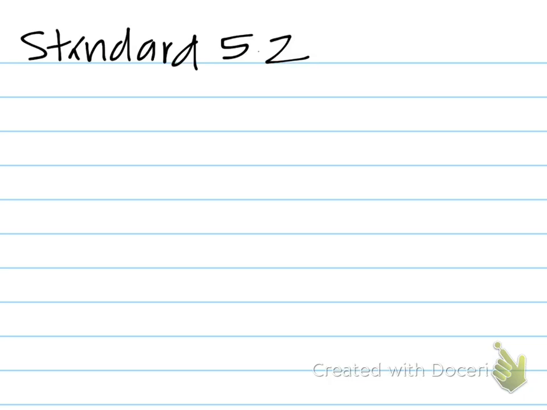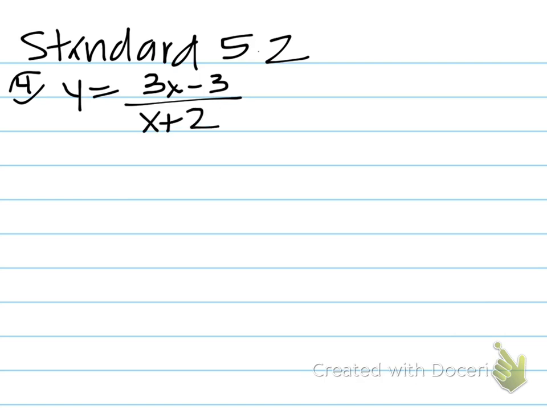All right, standard 5.2 is horizontal asymptotes. So the first one is number 4. I have y equals 3x minus 3 over x plus 2. So my degree on the top is 1. My degree on the bottom is 1. So that means I have the same degree.